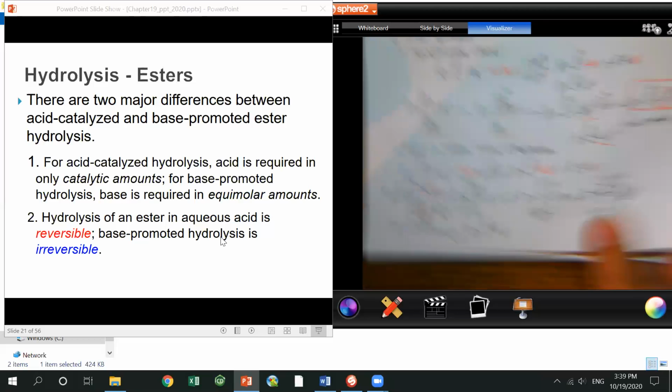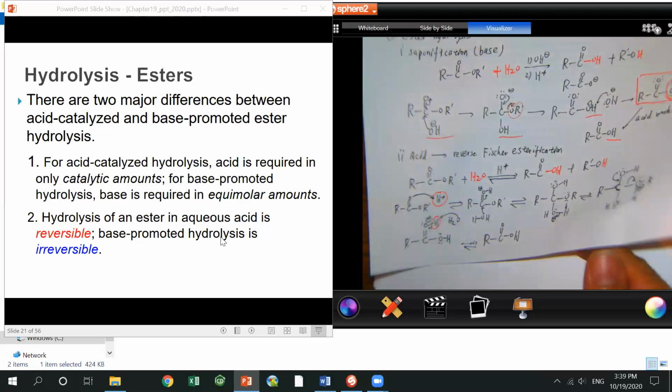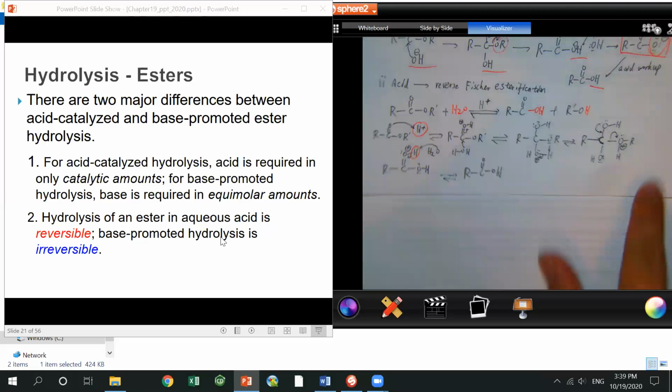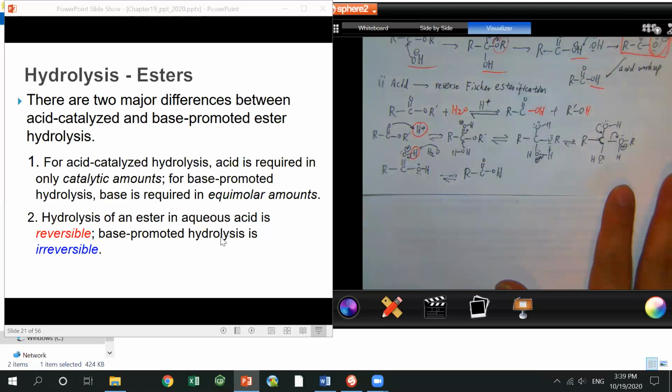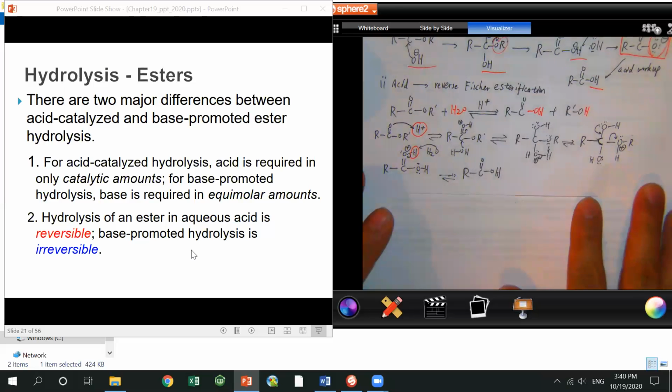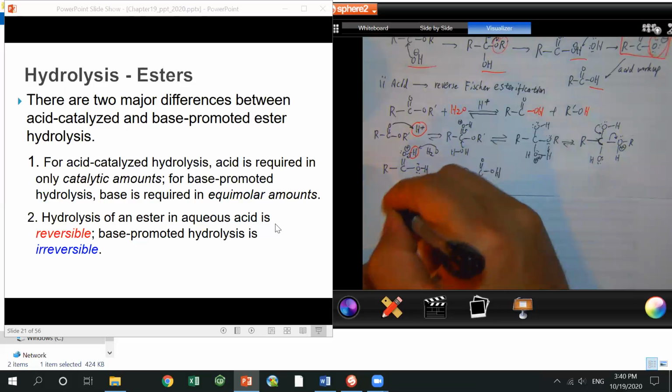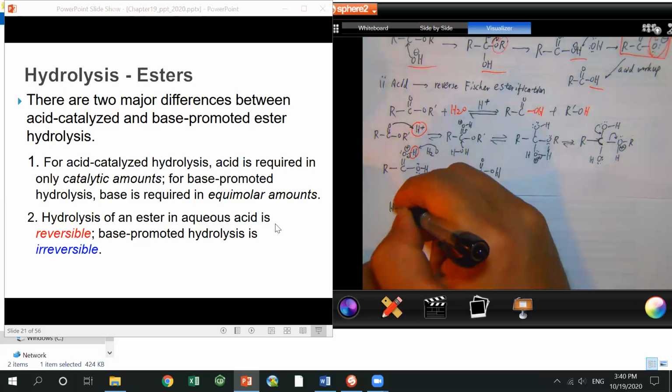Make sure you know how to draw the mechanism. For the Fischer esterification and also the basic hydrolysis of your ester, those are all required. These are pretty fundamental mechanisms. So for the first one, I drew the acid conditions here.